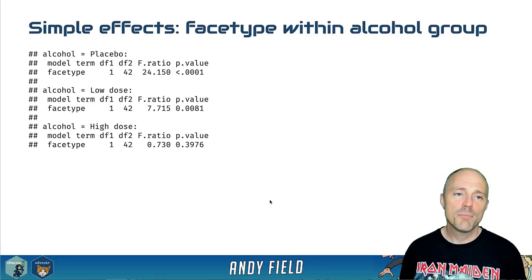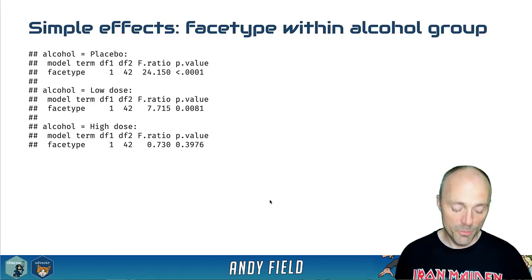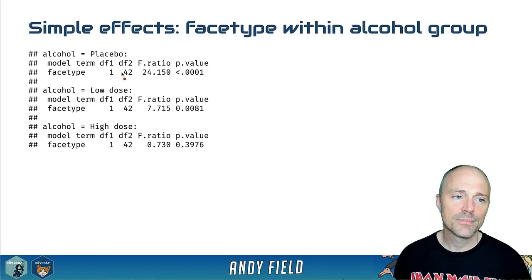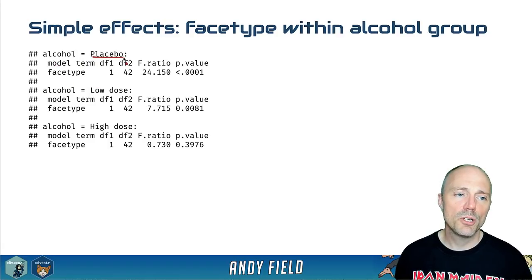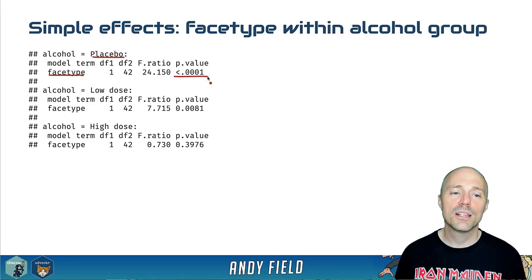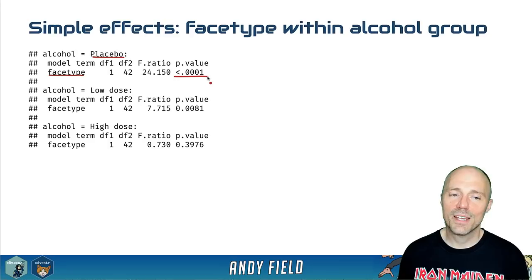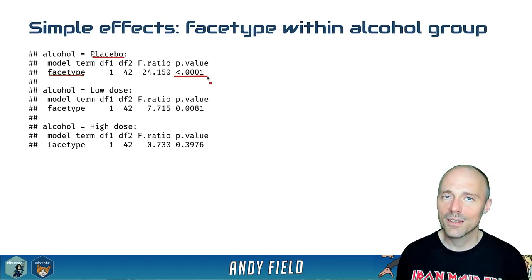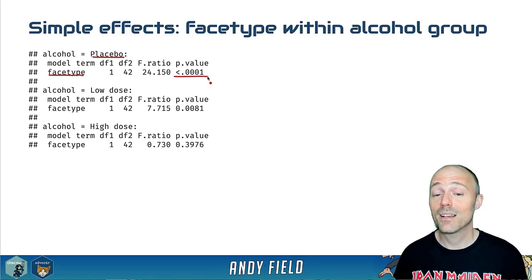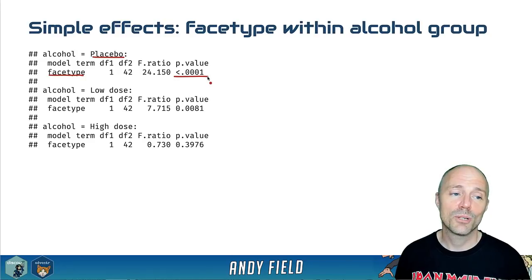So we could look at the simple effect of face type within alcohol group to break that interaction down. In the placebo group, the effect of face type is highly significant. So it looks like certain types of faces were rated significantly higher than other types of faces in the placebo group. And if you look back to the graph, it's actually that the attractive faces are rated significantly higher than the unattractive or asymmetric faces. So in the placebo group, you get the symmetry effect that you would expect, basically. Symmetric faces are rated higher than asymmetric ones.